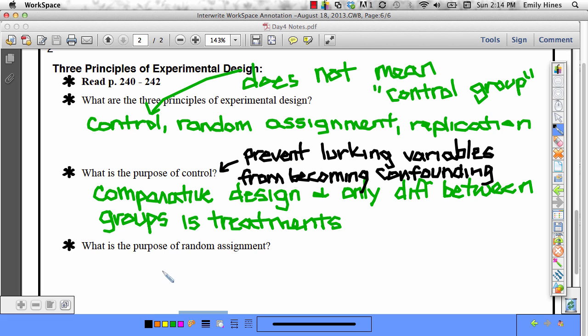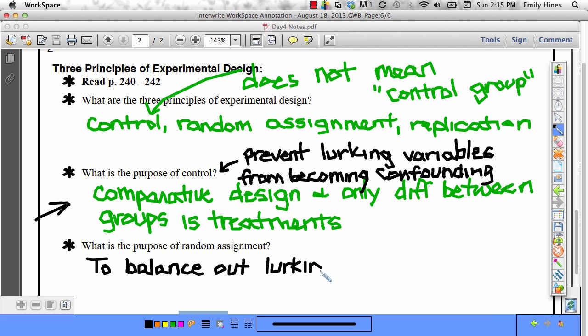The second principle of experimental design is random assignment. We've already covered that random assignment is the random assignment of subjects to treatments, but what's the purpose? And the purpose is to balance out any leftover lurking variables that we cannot control for. So the idea is that if you can't control for it in the control principle by making the only difference the treatments and by using a comparative design, random assignment will take care of everything else.